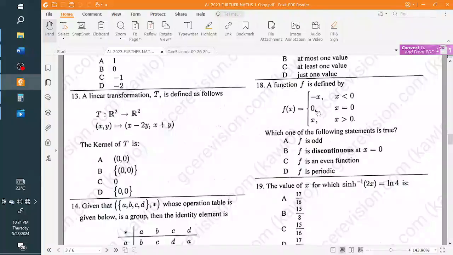Now what is f of 0? When x is 0, the function is 0. So since the limit is 0 and f of 0 is 0, then the function is continuous at x equal to 0. Alright, option C is correct. Like we said, f is an even function, so option C.